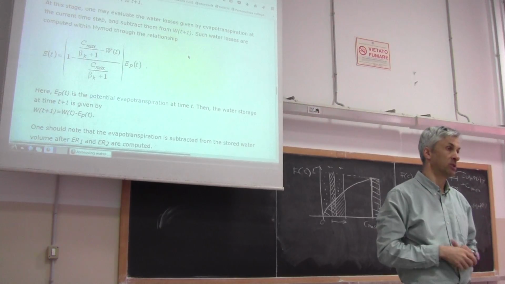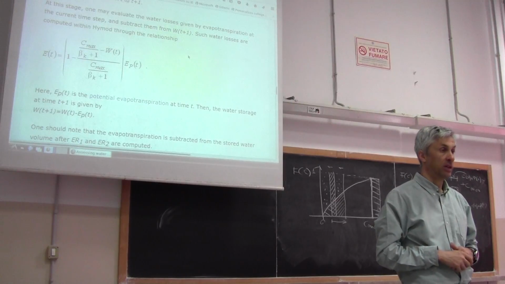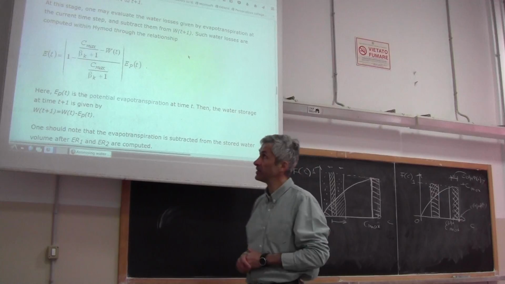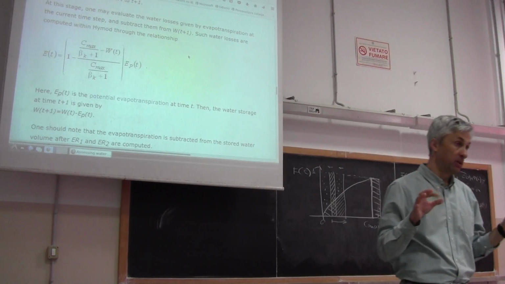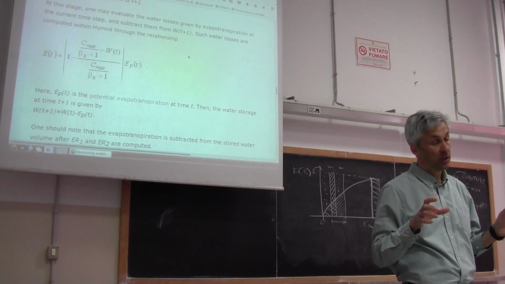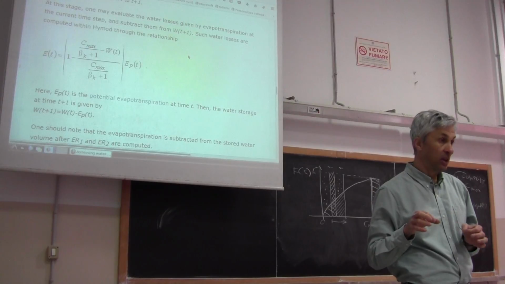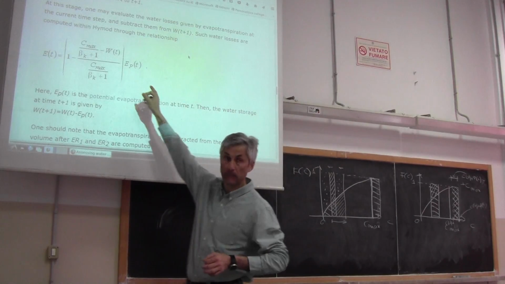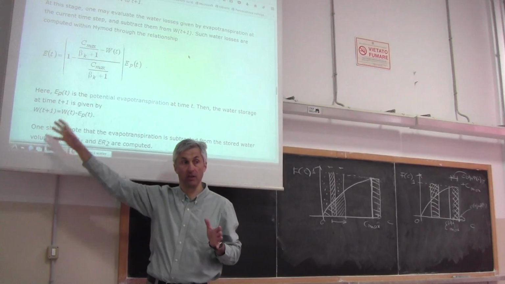depending on time, of course, because meteorology is time varying. And once you have the estimate of EP, we now assume that the effective evapotranspiration, the one that you actually have, which also depends on water availability, is linearly related to the potential evapotranspiration through the soil water content.